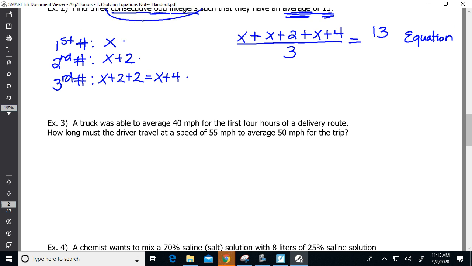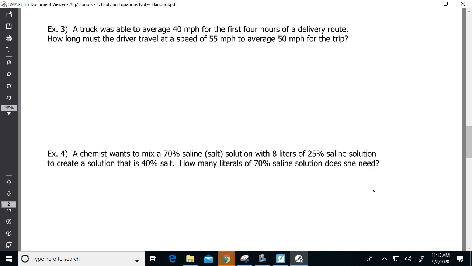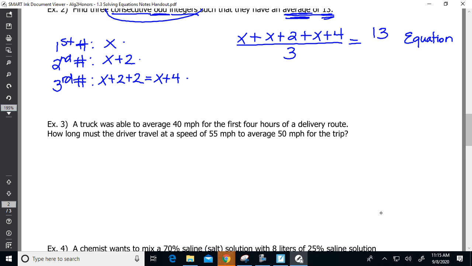Alright, example 3. A truck was able to average 40 miles per hour for the first 4 hours of a delivery route. How long must the driver travel at a speed of 55 miles per hour to average 50 miles per hour for the trip? So we have to figure out, he wants to ultimately average 50 miles per hour. There are a couple things we need to know about this problem.